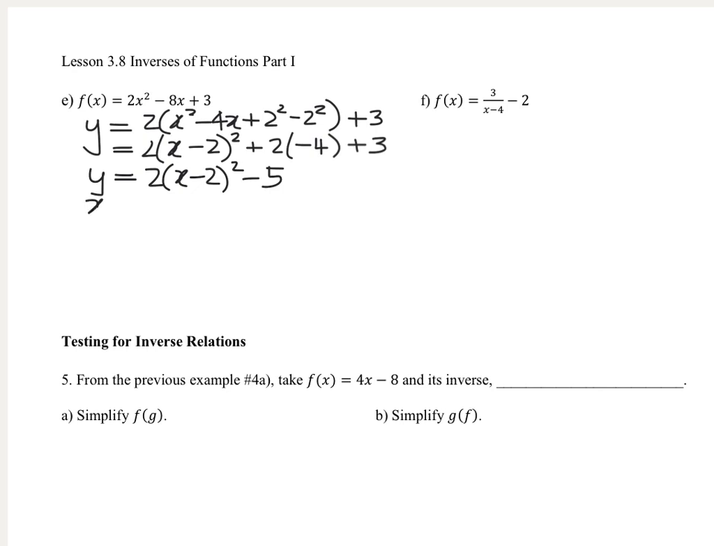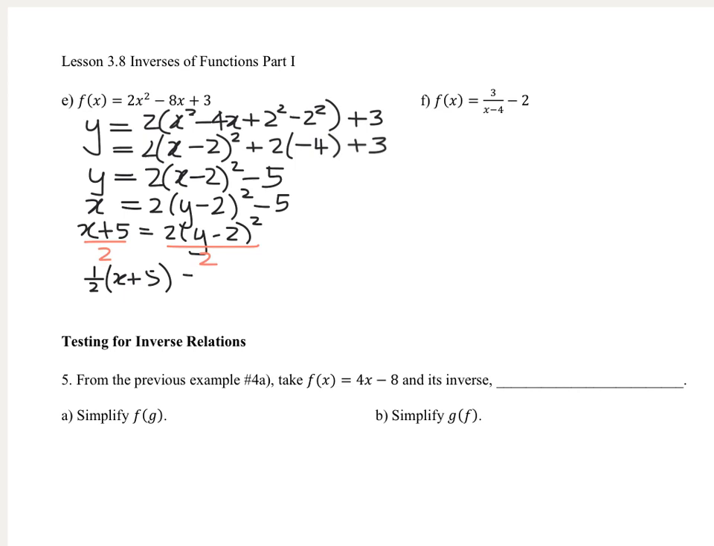So we're going to switch x and y. And now we're going to add 5 on both sides. So that gets rid of the minus 5 on the right side, moves it to the left. And now we're going to divide both sides by 2. That gets rid of the 2 from the left side. And then I'm just going to rewrite this in this format instead: half x plus 5 equaling y minus 2 squared.